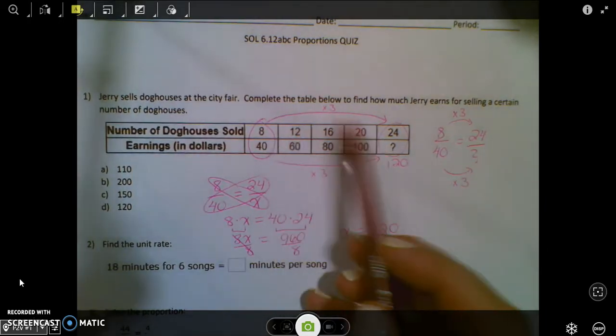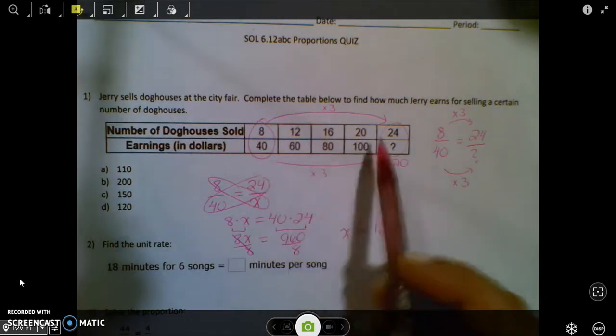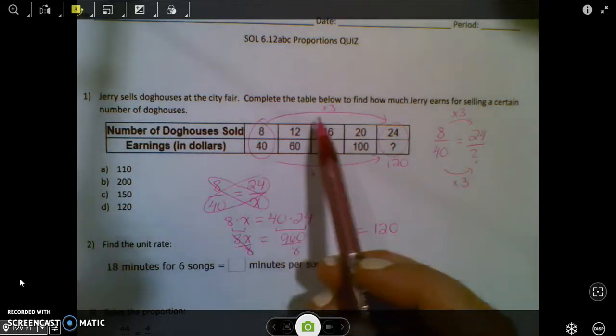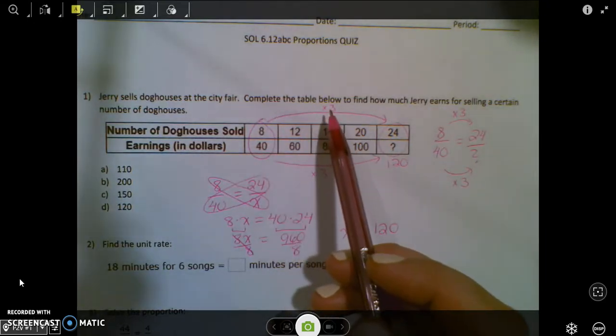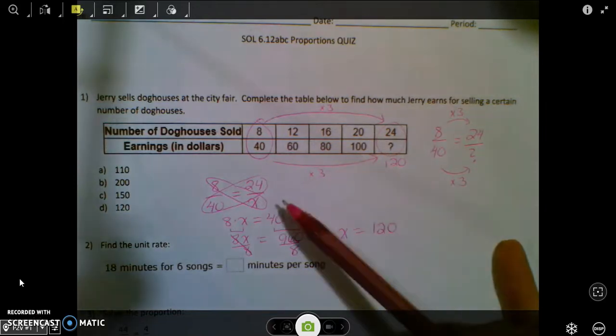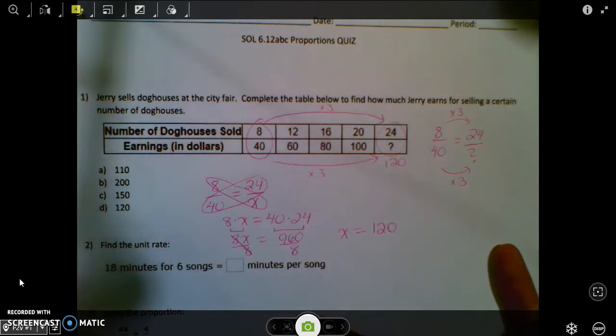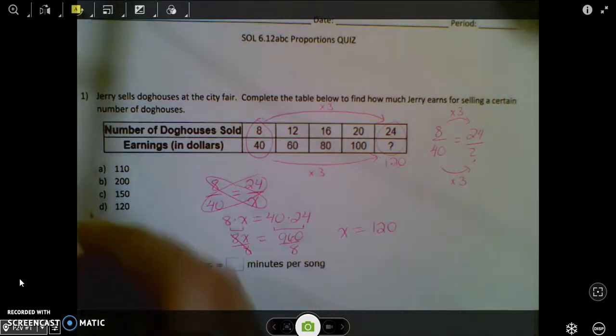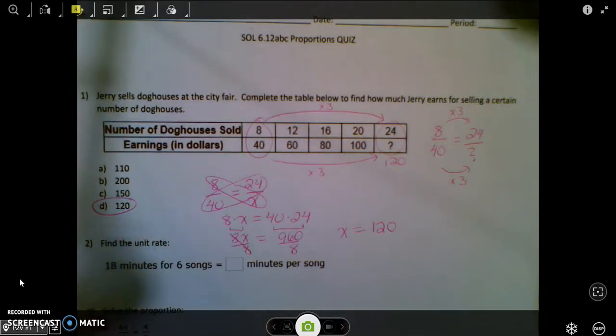So sometimes with ratio tables, you can use a constant of proportionality. If there isn't one, for example, if you had 20 to 100 as your first ratio instead of 8 to 40, and you couldn't find what number you multiply by, just set up a proportion. It will work every single time. So I'm going to go ahead and circle answer choice D, 120.